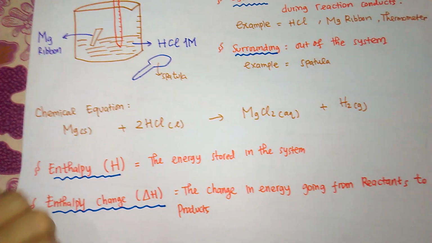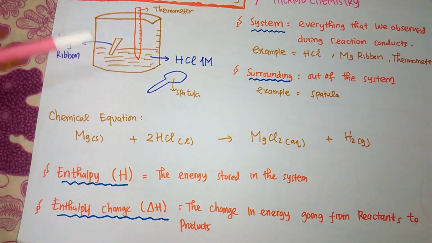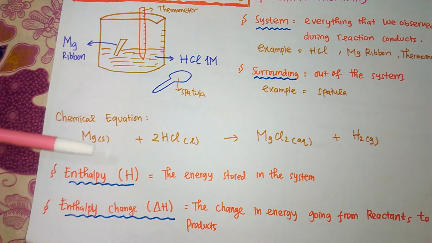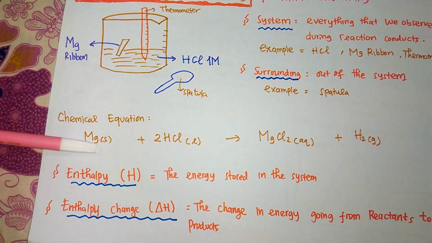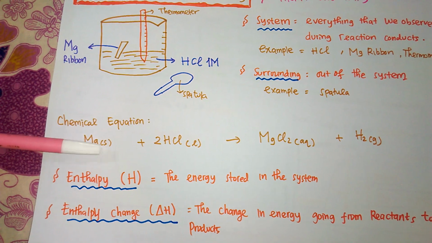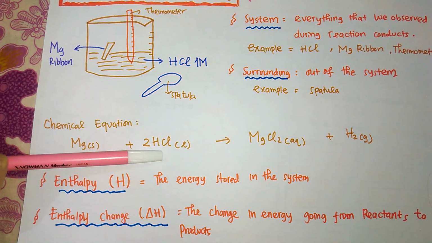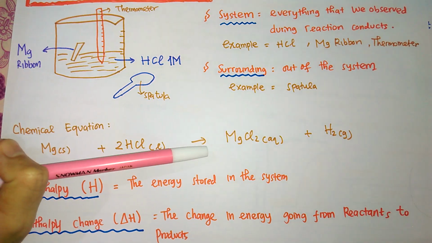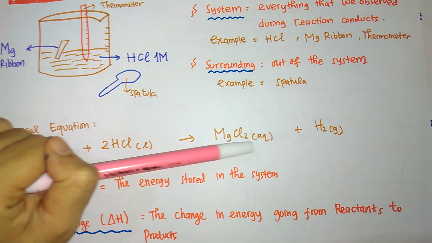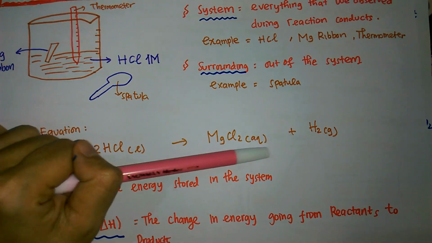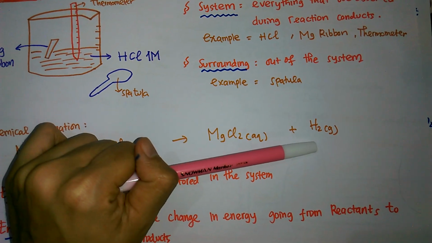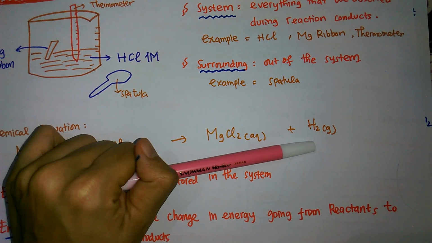I am happy. Next, from this situation, the chemical equation is: magnesium ribbon, which is solid, plus 2 hydrochloric acid in liquid, will obtain magnesium chloride in solution, and it will produce bubble gas called hydrogen gas.